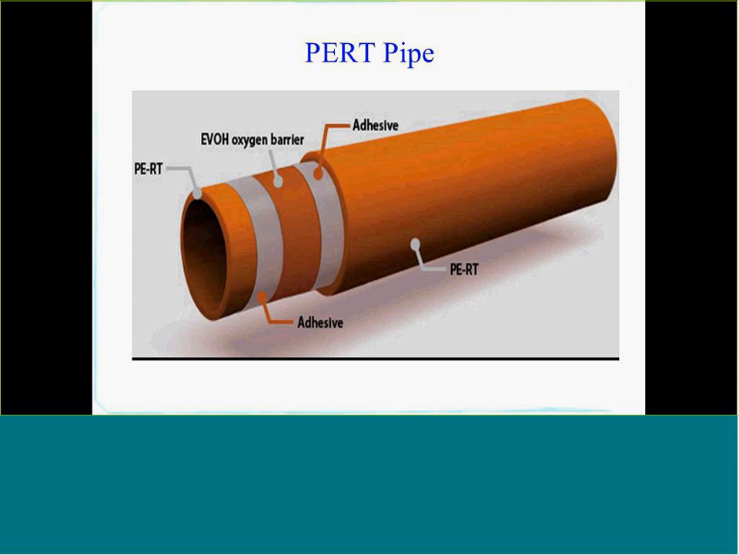PERT sometimes is called 5-layer pipe. We have an inner layer of polyethylene. Then we have an adhesive layer. Then we have the EVOH oxygen barrier, another adhesive layer, and then an outer layer of PERT. And that's referred to as 5-layer pipe also.